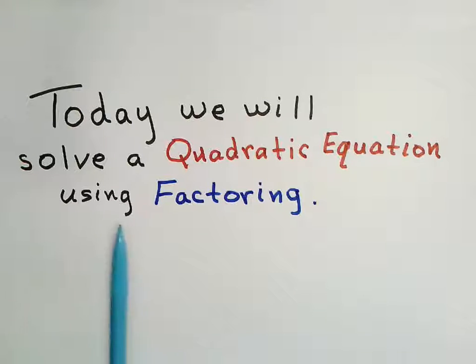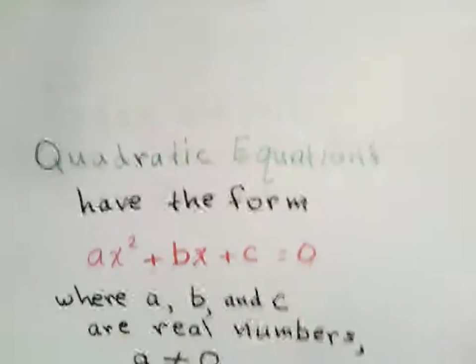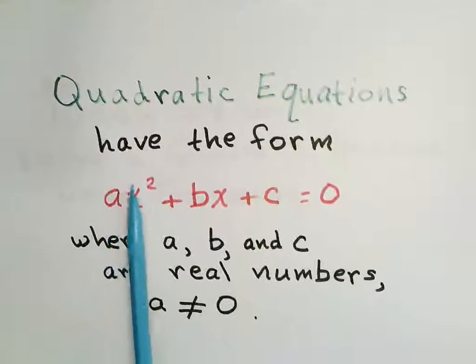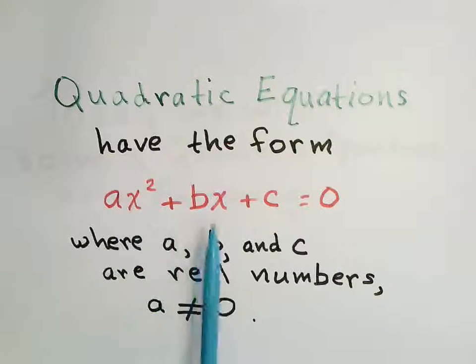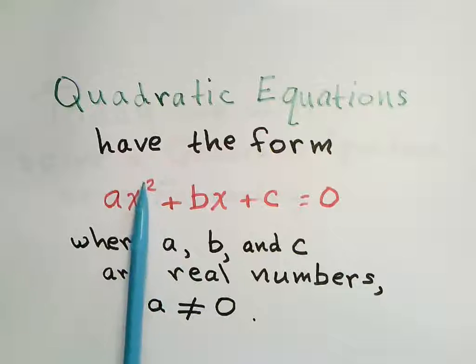Today, we will solve a quadratic equation using factoring. Quadratic equations have the form ax squared plus bx plus c equals 0. Notice that the largest exponent of the variable x is a 2. The a, b, and c are real numbers, with a not being equal to 0.